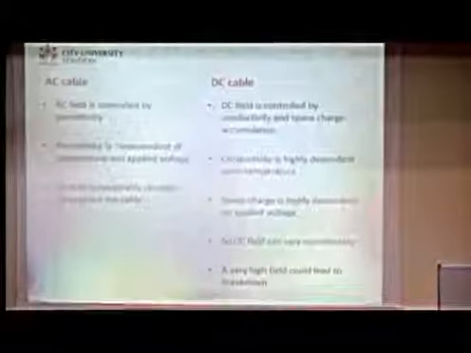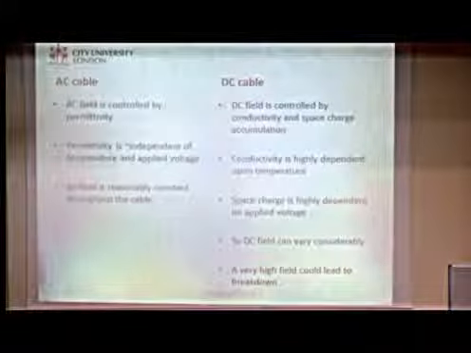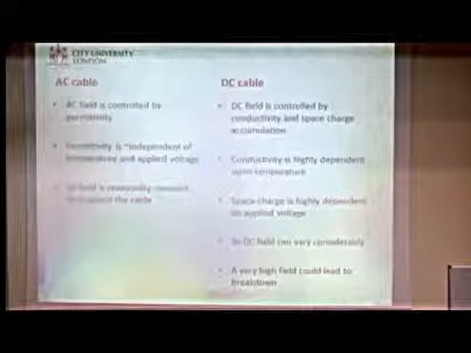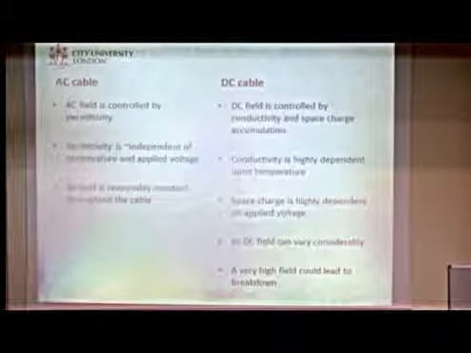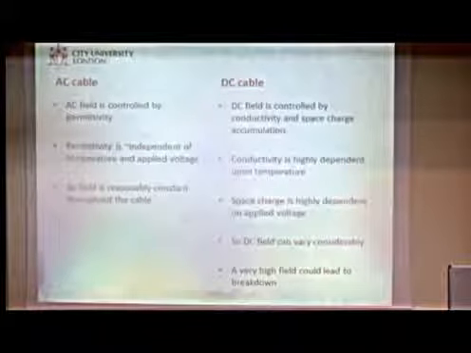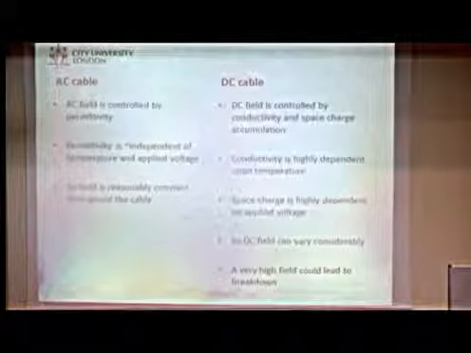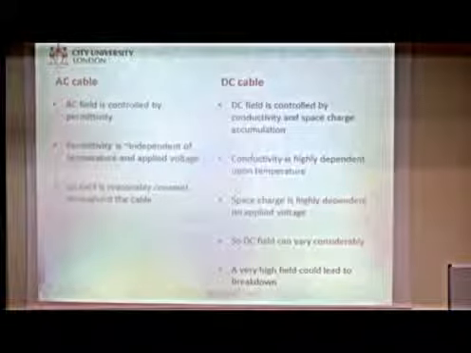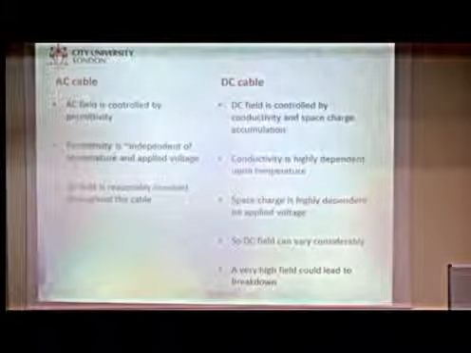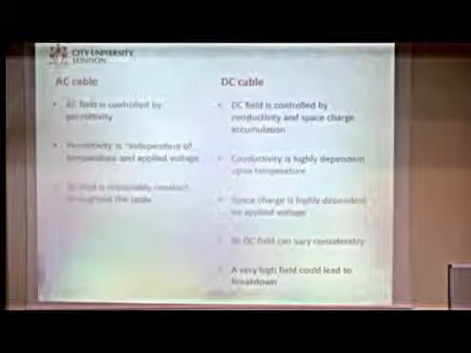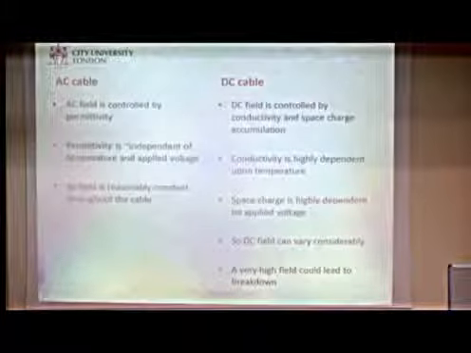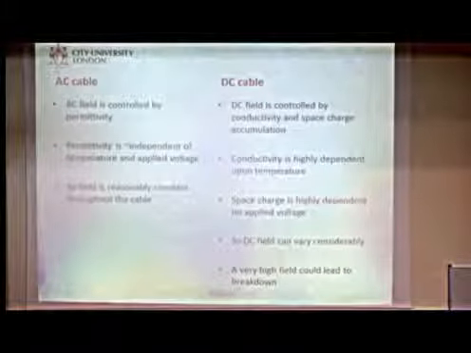So AC cables, the field's controlled by permittivity. The permittivity is roughly independent of temperature and applied voltage, so the field is reasonably constant throughout the cable. DC cables, the DC field is controlled by the conductivity and the space charge accumulation. The conductivity is highly dependent upon temperature. The space charge is highly dependent upon applied voltage and indeed time as well. And so the DC field could vary considerably, and a very high field, of course, can lead to breakdown.